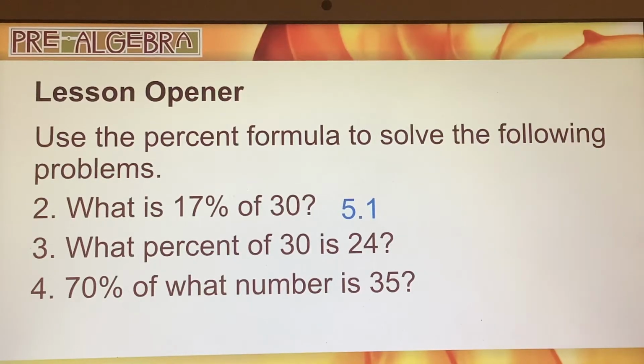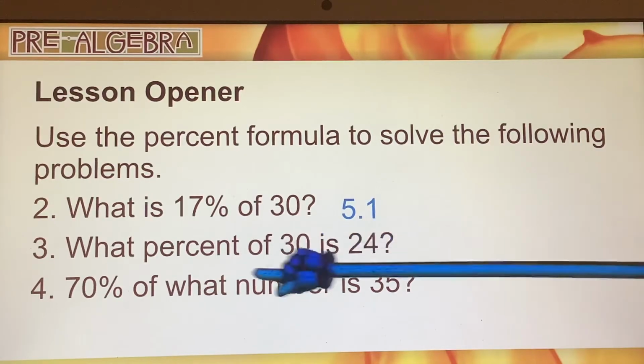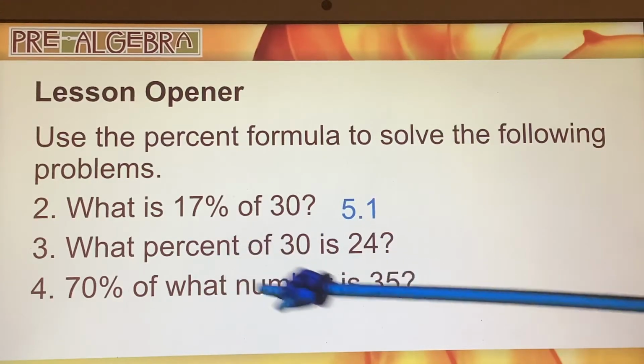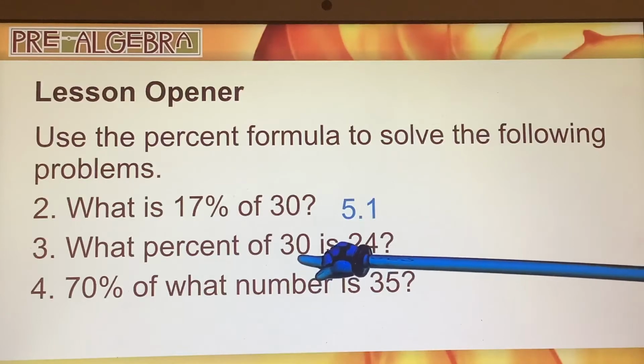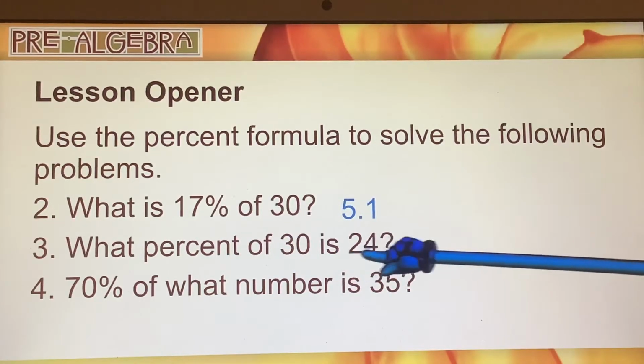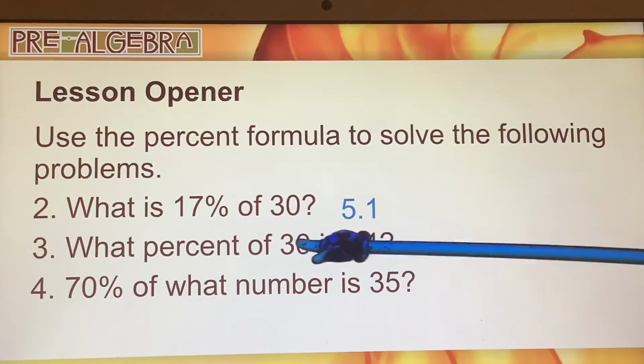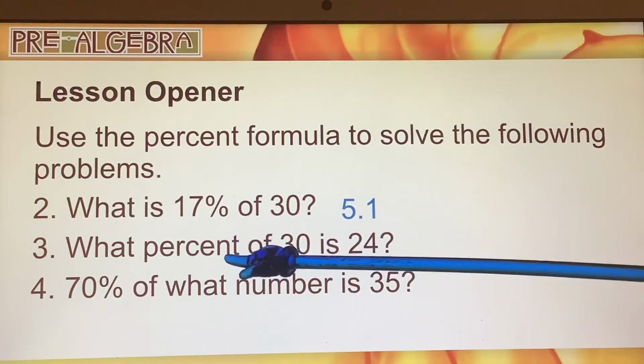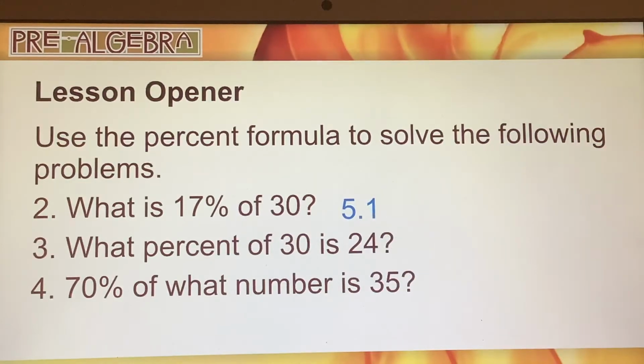Number 3, what percent of 30 is 24? If you plug these numbers back into our percent times whole equals part, you're going to find the percent, so that would be P, times the whole, which is 30, equals the part, which is 24. So that would be 30P equals 24, and you should get 80%.